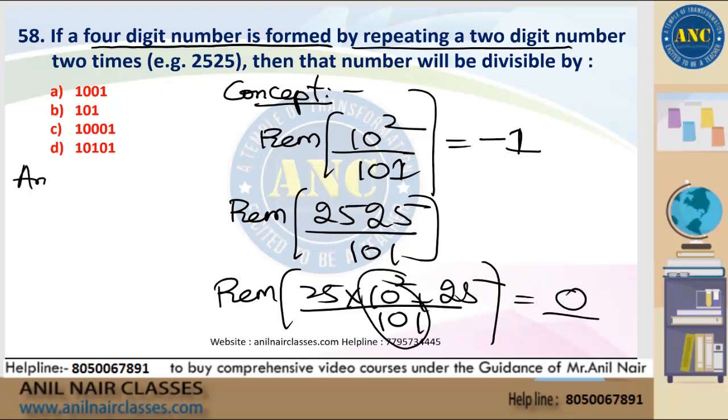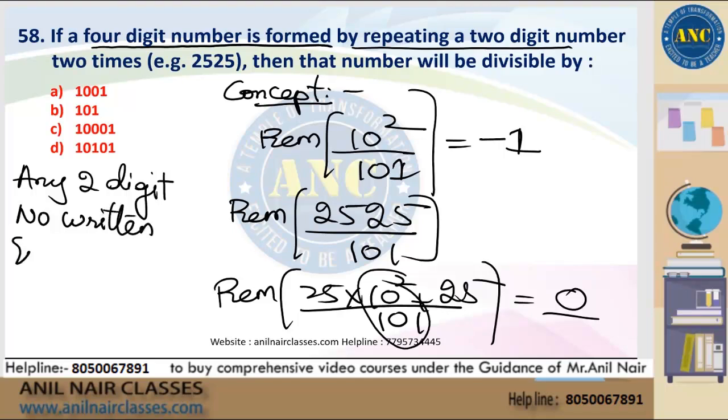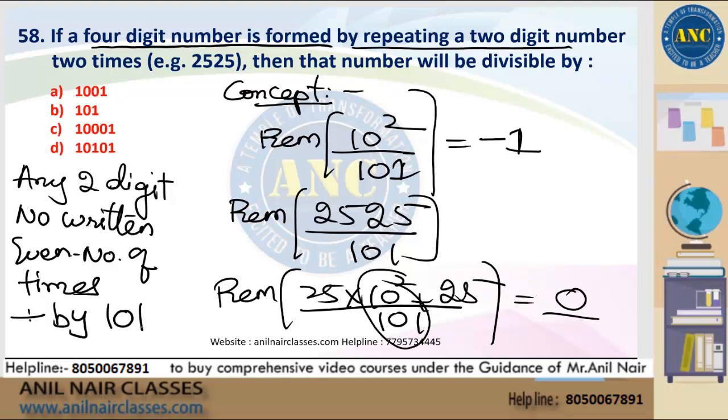Always remember, any two-digit number written even number of times is always divisible by 101. Any three-digit number written even number of times is always divisible by 1001.